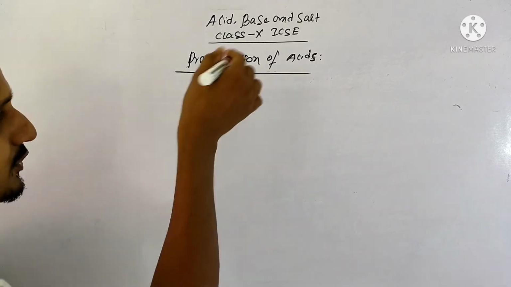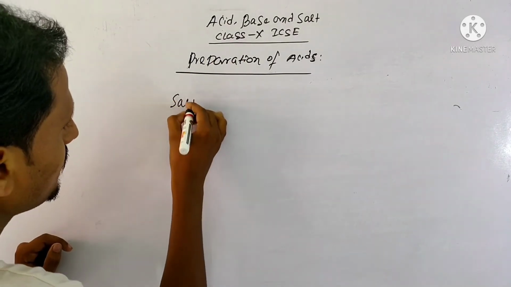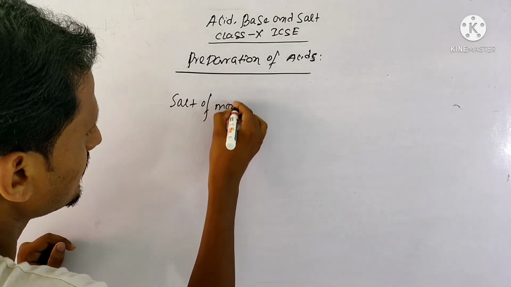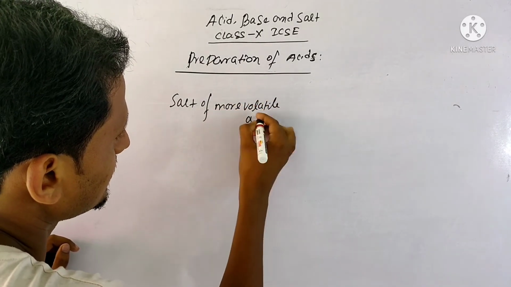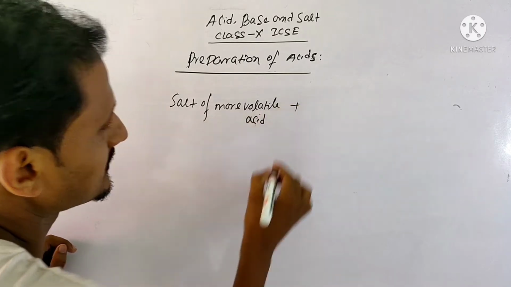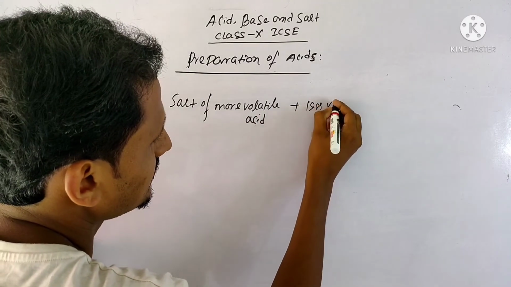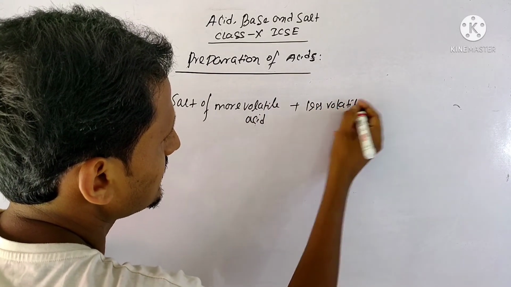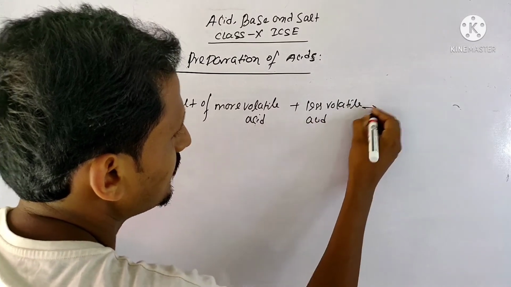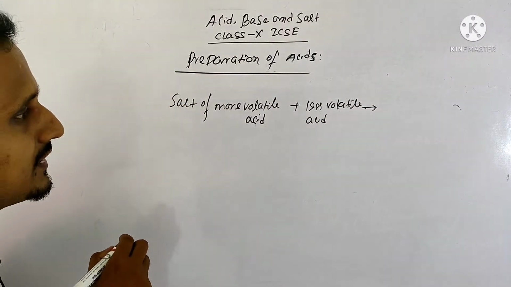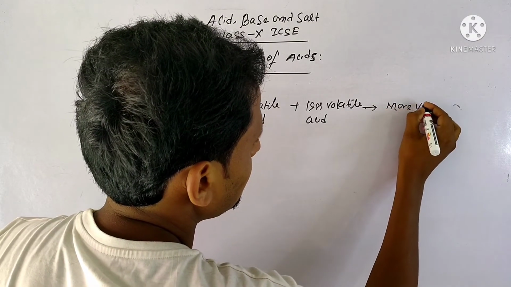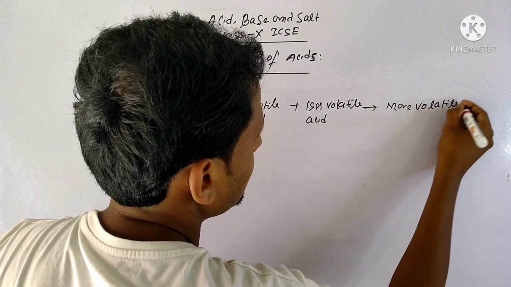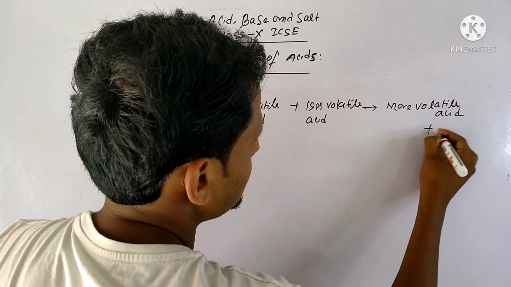Okay, the method is that salt of more volatile acid plus less volatile acid will form more volatile acid plus salt.